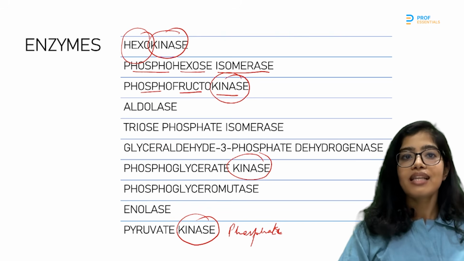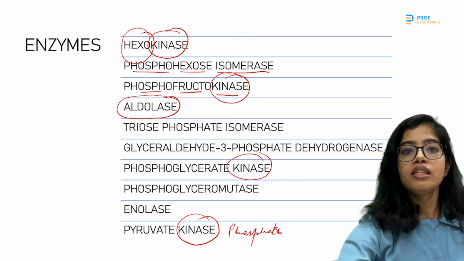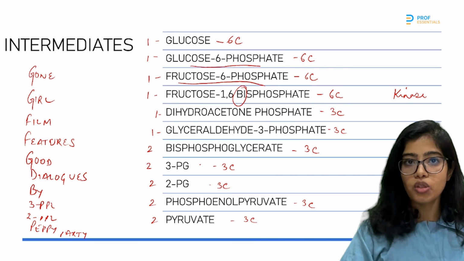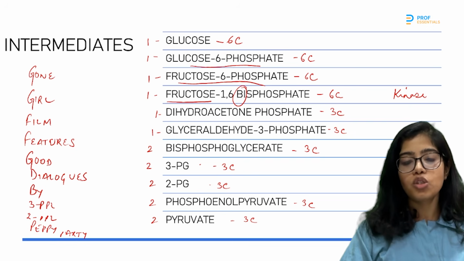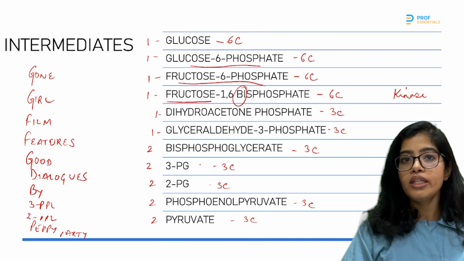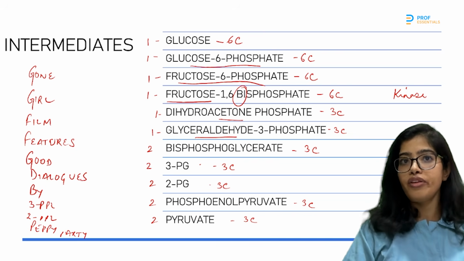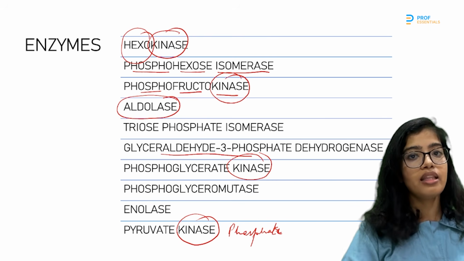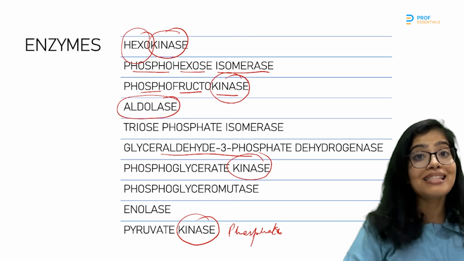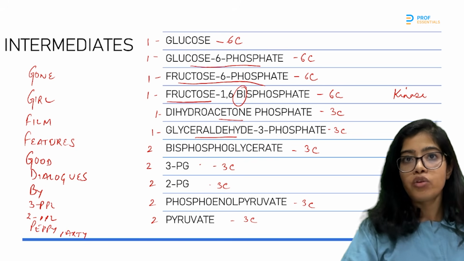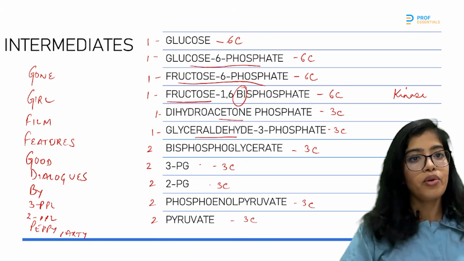Got it? Next, aldolase. Aldolase enzyme splits this into 2 compounds. That is, this fructose sugar, which is a ketone sugar. This aldolase enzyme will convert it into DHAP and glyceraldehyde 3-phosphate. Got it? Next, this glyceraldehyde 3-phosphate will then be converted into an acid, that is bisphosphoglycerate, by a dehydrogenase enzyme. Now, how is it so? I'm going to make it very easy for you.